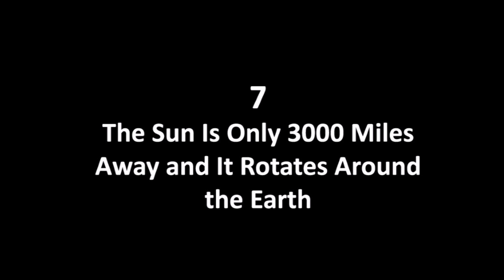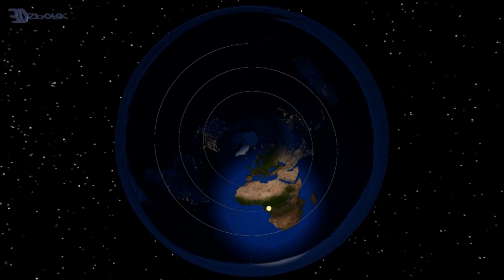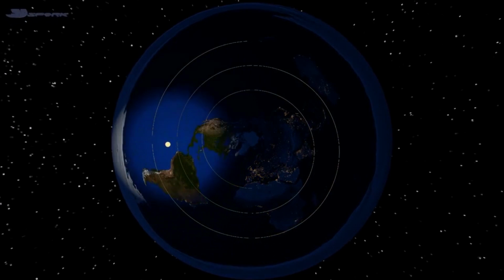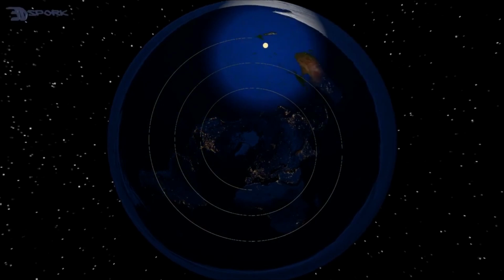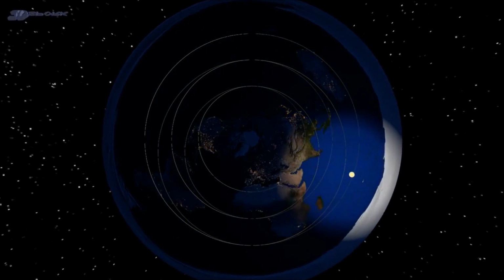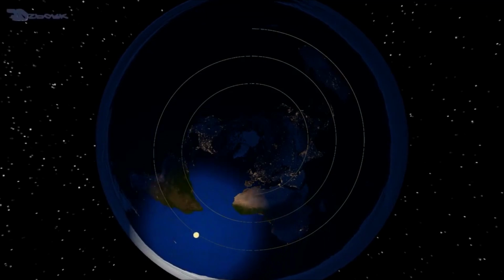Number 7. The Sun is 3,000 miles away and rotates about the Earth. This argument is essential for a flat Earth model to be consistent with a night and day cycle. The assertion is that rather than the Earth orbiting the Sun with a 24-hour rotation about its own axis, the Earth is instead stationary, with the Sun orbiting just 3,000 miles above the surface, with the Moon in an opposing position so as to take up the Sun's position after the Sun moves.